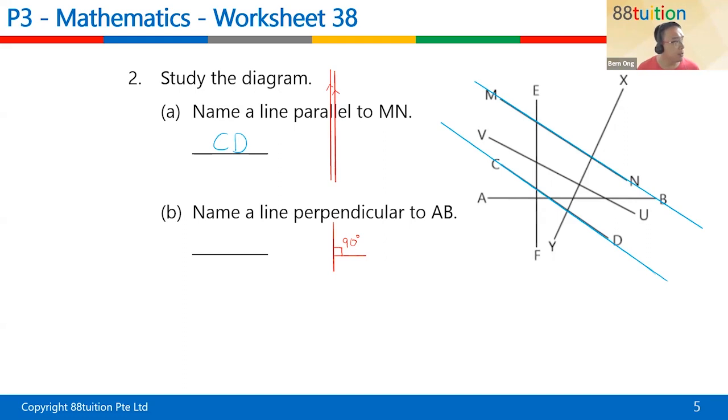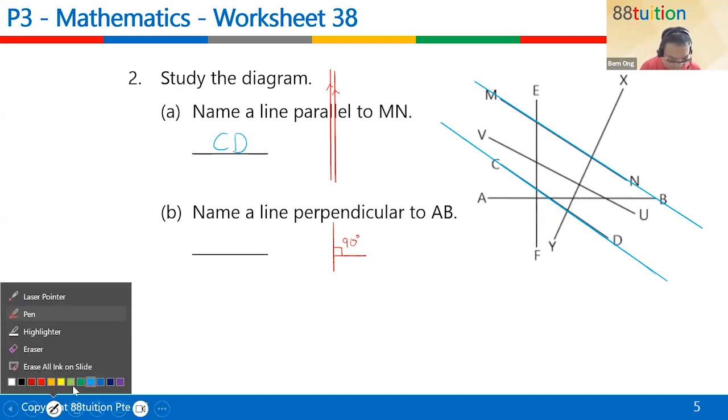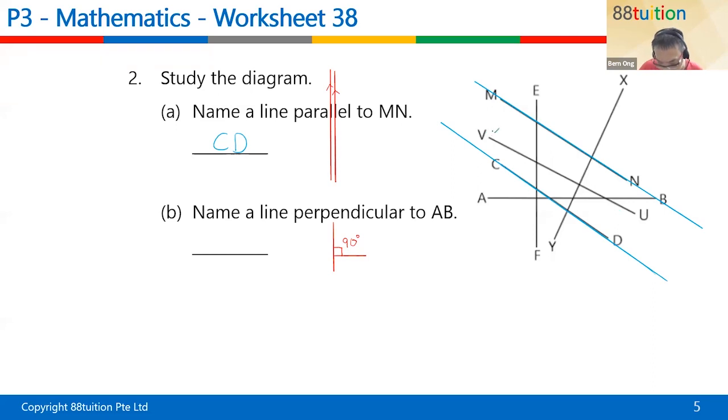CD. So Shiloh, I think you see wrongly. It's not VU. Can you see that VU is not parallel? Shiloh, in your worksheet, I think you made a mistake. It's not VU. Parallel means that the two lines never ever meet. Is that okay, Shiloh? Please be careful. It's actually CD.